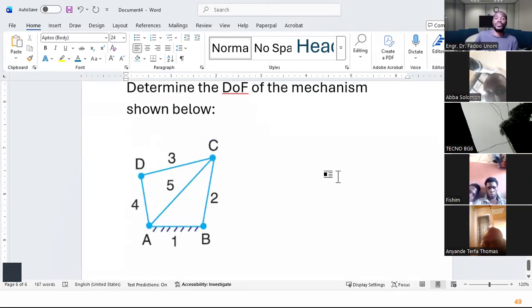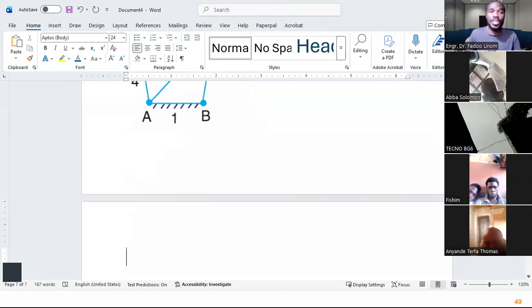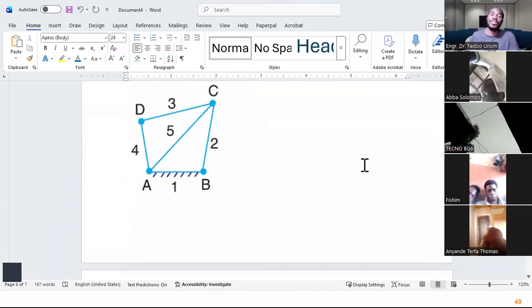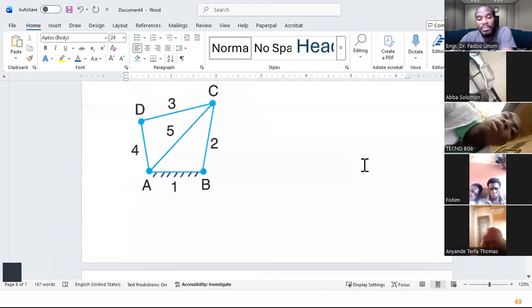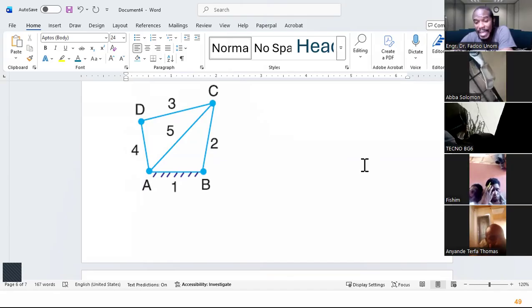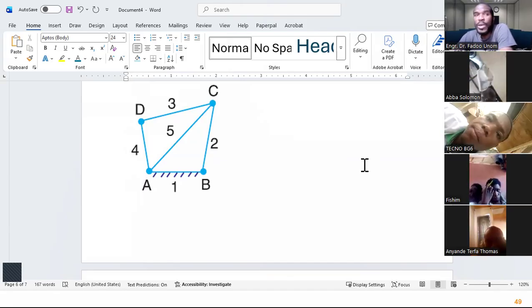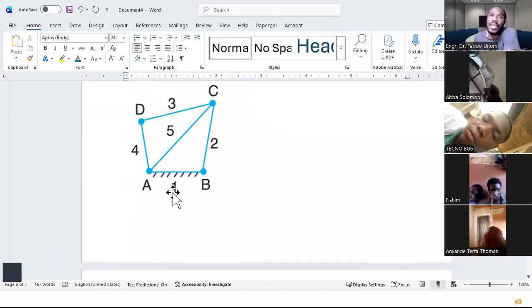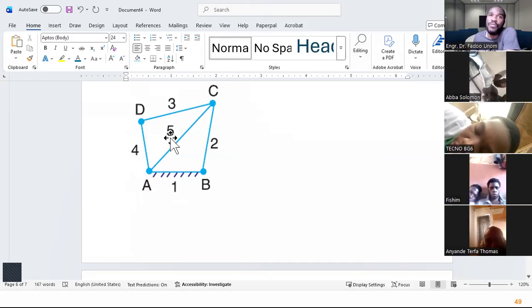Okay, so again, we would need to know how many J's, how many L's, how many H's there are. L is the number of links, J is the number of binary joints, and H is the number of higher pairs. So let's follow it very quickly. How many joints are here? 1, 2, 3, 4, 5.